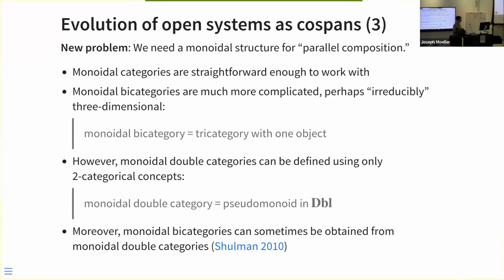But what's interesting is that if you go to double categories, then you can define a monoidal double category using only two categorical concepts. So you can say that a monoidal double category is a pseudo-monoid in the two-category of double categories. And I haven't told you what that latter thing is. We'll talk a bit more about that later.